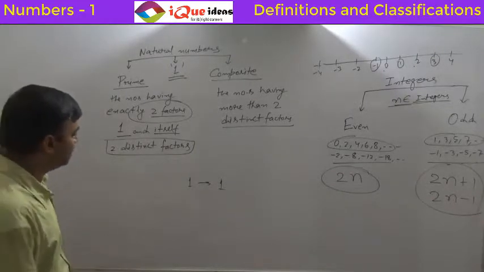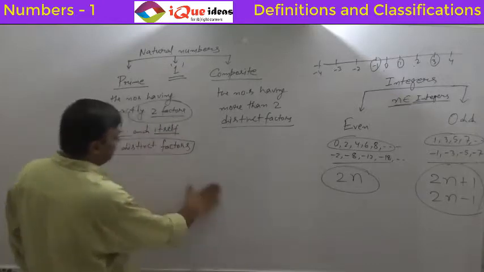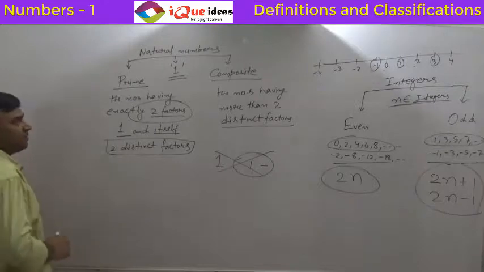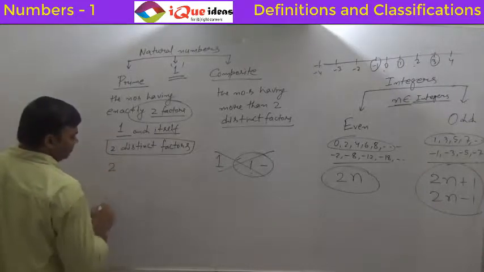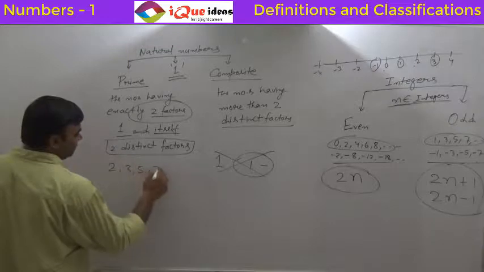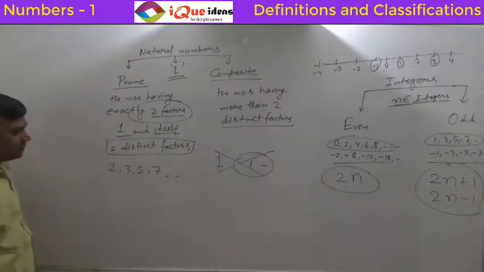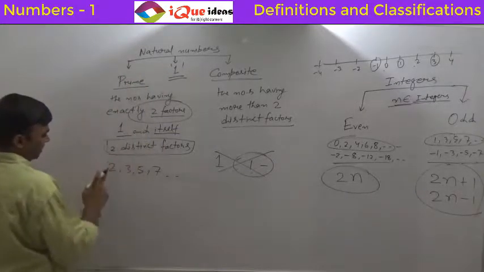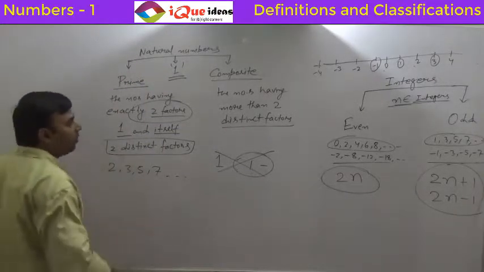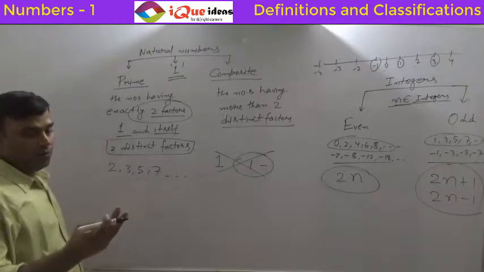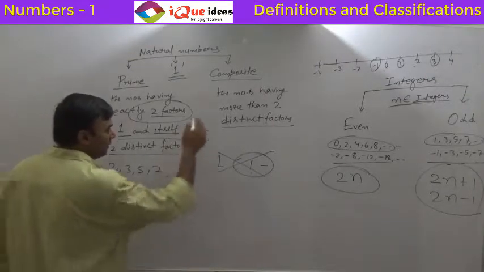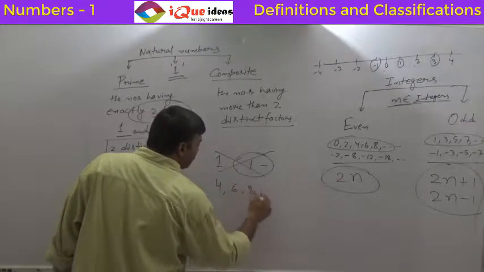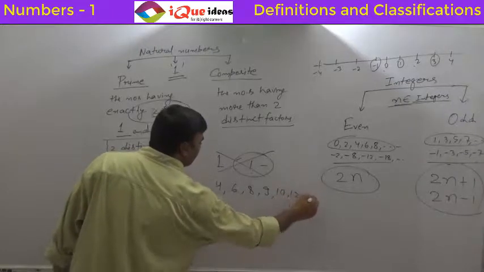Okay. Now the next challenge is how to identify whether a given number is prime or not. So what are the prime numbers? Let's take some examples. What is the first prime number? The first prime number is 2, then 3, then 5, then 7, and so on. What about the first composite number? 1 is not prime, not composite. 2 is a prime number. 3 is a prime number. 4, what are the factors of 4? 1, 4, and then 2. So 3 factors. That means 4 is the first composite number. The next composite numbers would be 6, then 8, then 9, then 10, then 12, and so on.